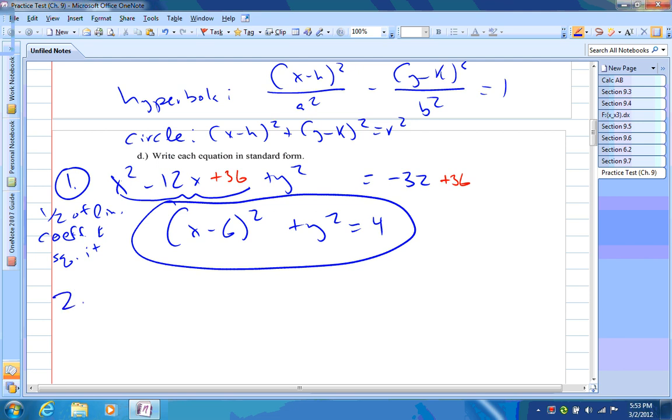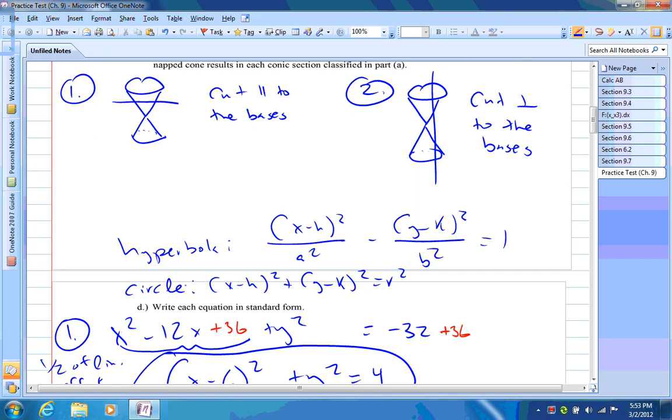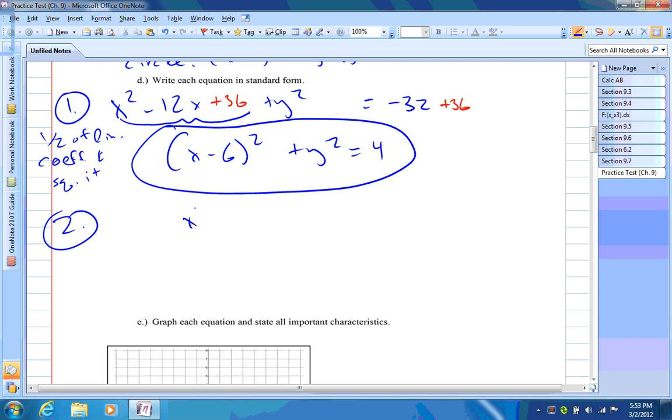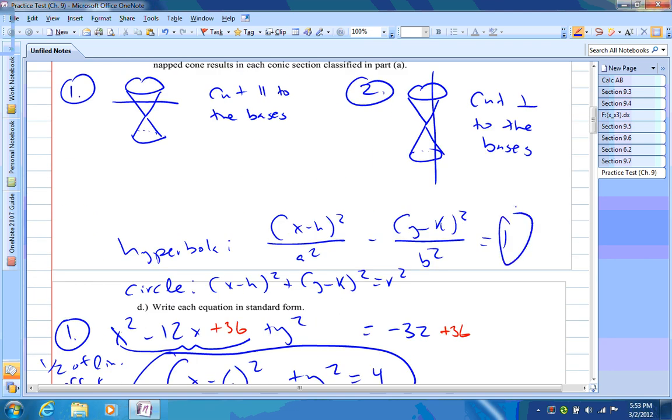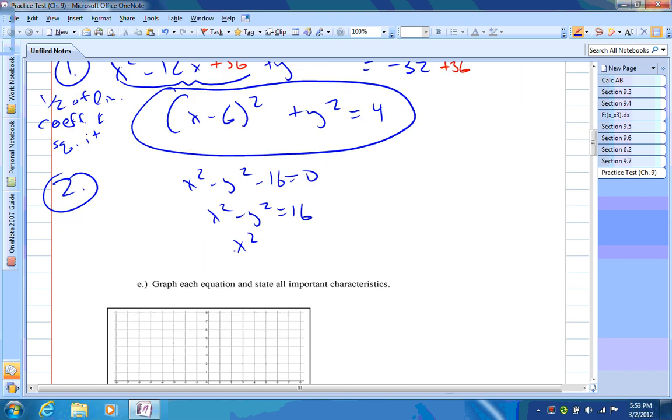For number 2, for the hyperbola, x squared minus y squared minus 16 equals 0. So x squared minus y squared equals 16. Now I do want to divide both sides by 16, because I need 1 on the right side. So it's x squared over 16 minus y squared over 16 equals 1. We have that in standard form.